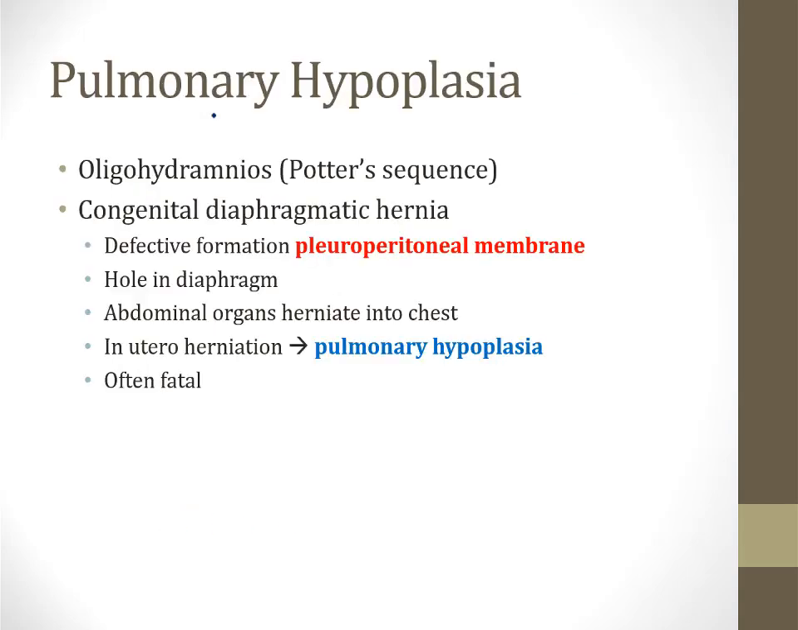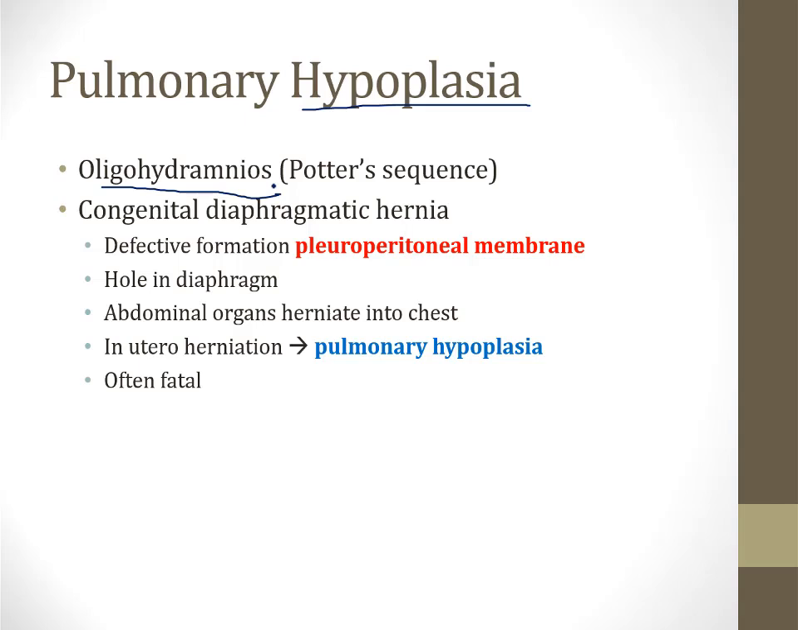If anything disrupts this process of lung development in utero, that leads to pulmonary hypoplasia, which means underdevelopment of the lungs. The first potential cause of pulmonary hypoplasia we've already discussed. That's oligohydramnios. That's when there isn't enough amniotic fluid for the baby to swallow and fill the lungs.